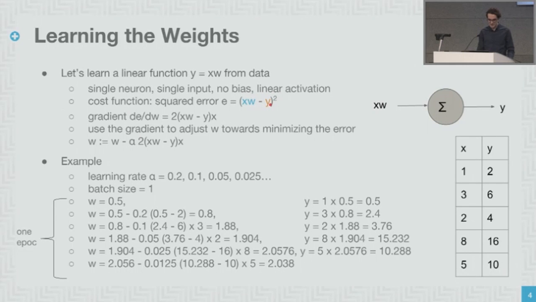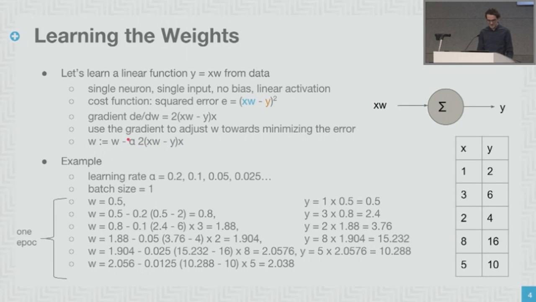Then we compute the derivative of this error with respect to our weight. This is called the gradient, and it gives us the rate at which the error changes with respect to the weight, and it guides us towards minimizing the error by adjusting the weight. And this is going to be our update rule at every iteration.